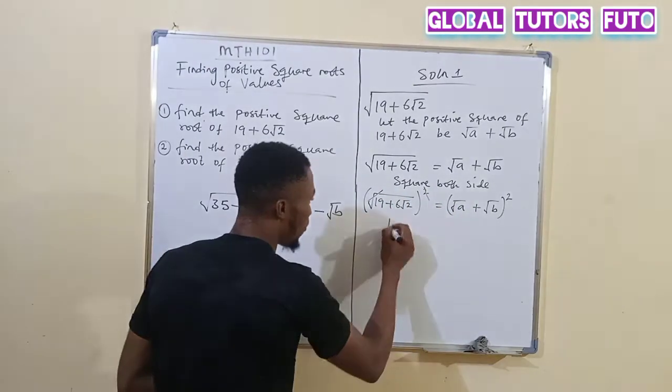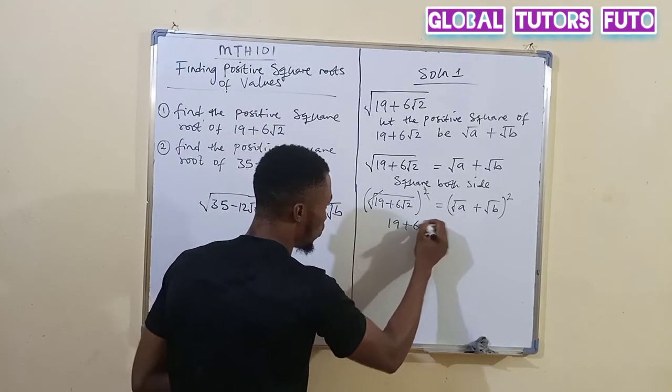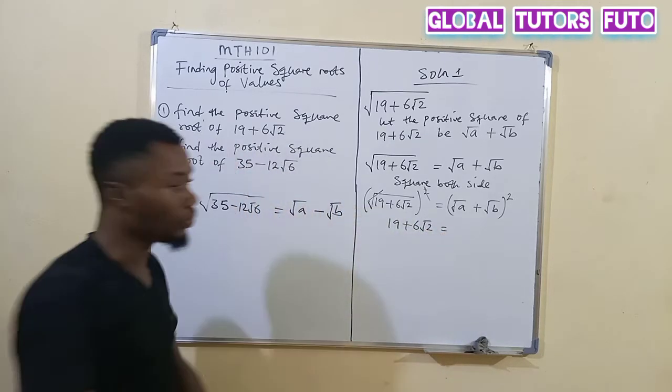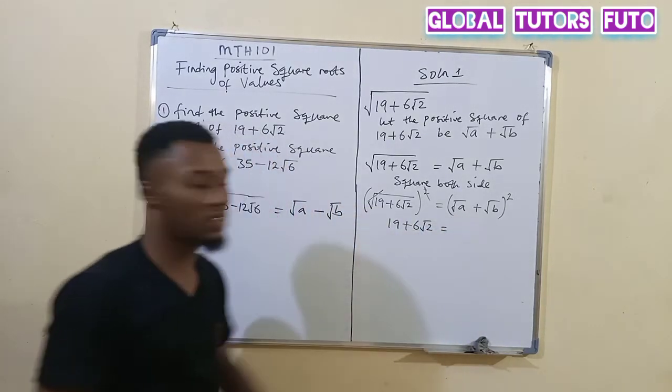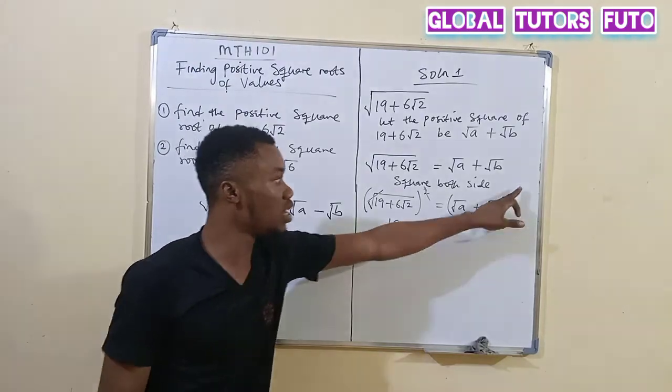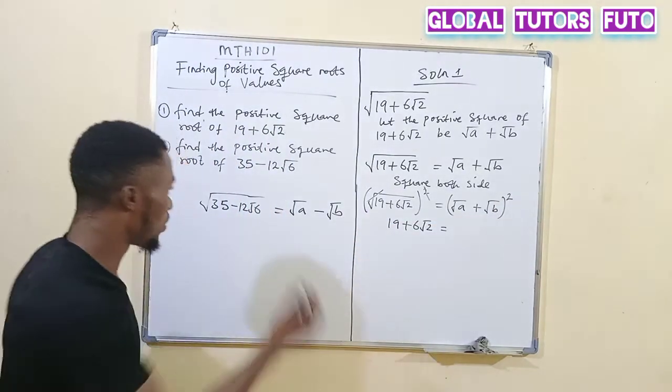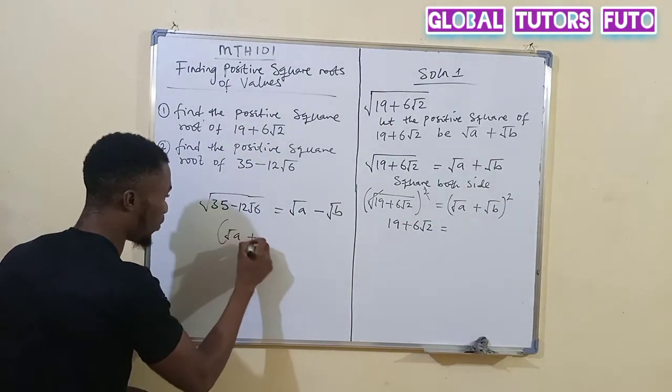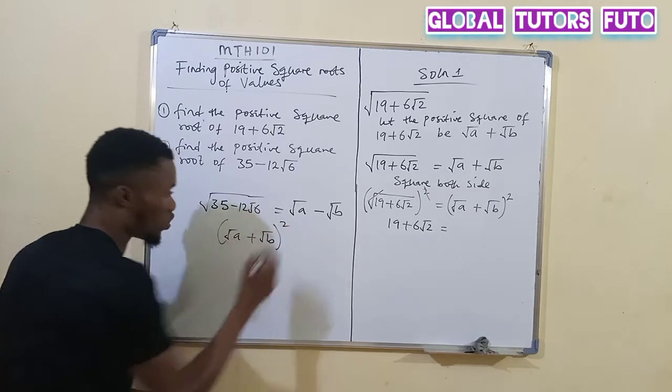We will be left with what? 19 plus what? 6 sod what? 2. This will be equal to... So now let us expand this. Sod a plus sod b raised to power 2. How do we expand? So this is like having sod a plus sod b raised to power 2.